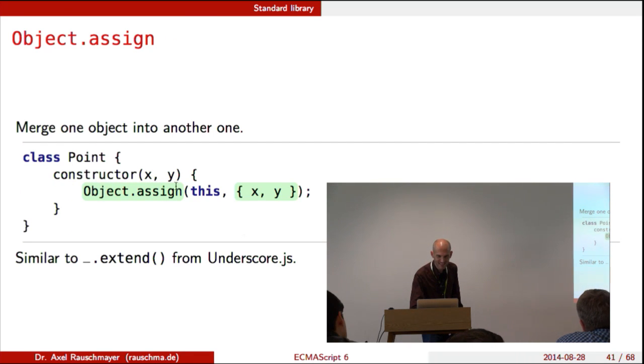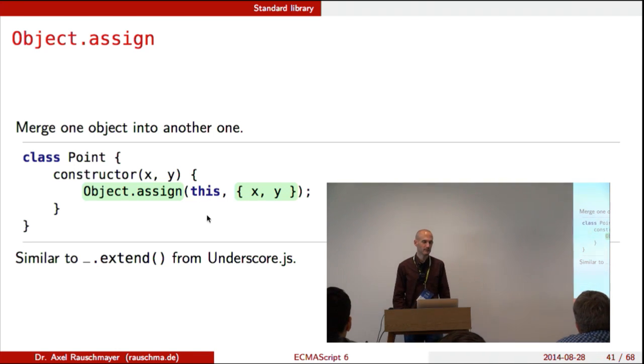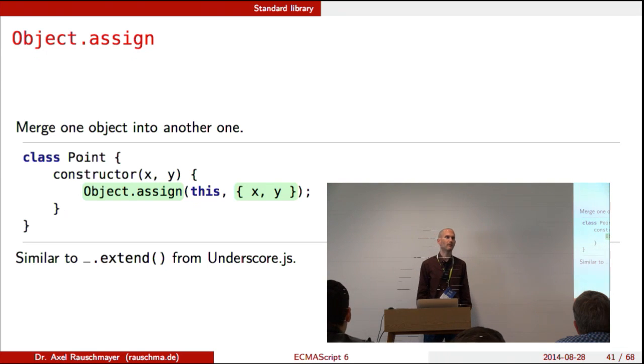Object assign is nice. It merges this object into this object. And here I'm using it to assign x and y to this in a compact manner. It's similar to _.extend from Underscore.js, which is recommended. You should check it out. It's a nice library, and it extends the relatively Spartan standard library of JavaScript with more stuff.